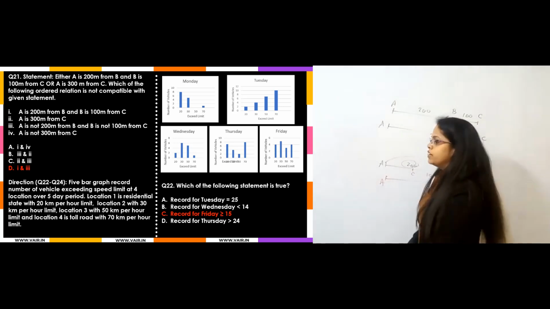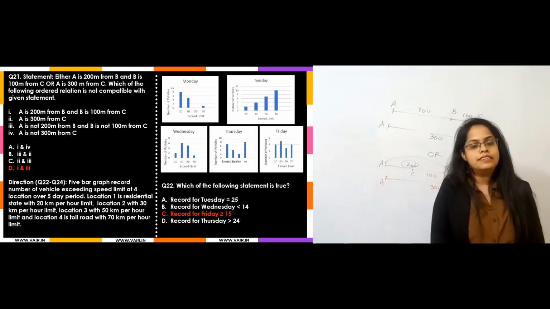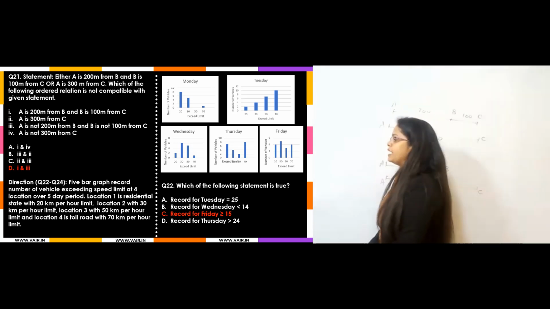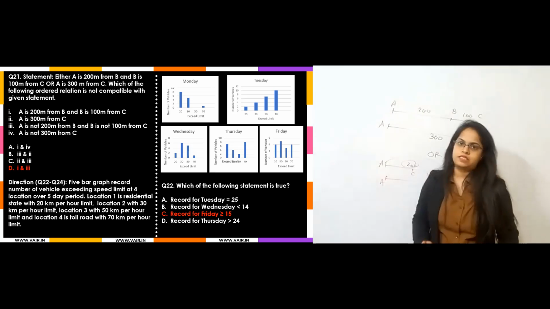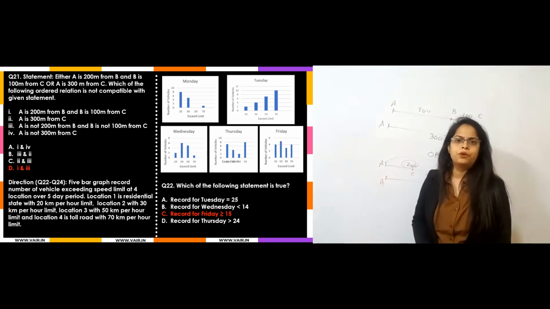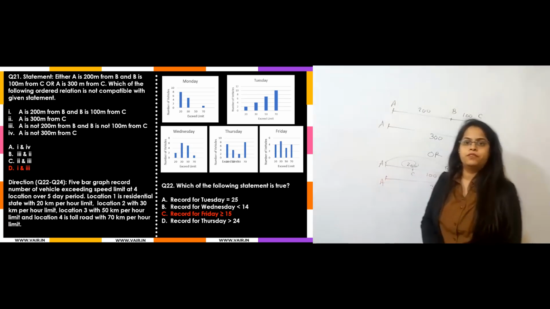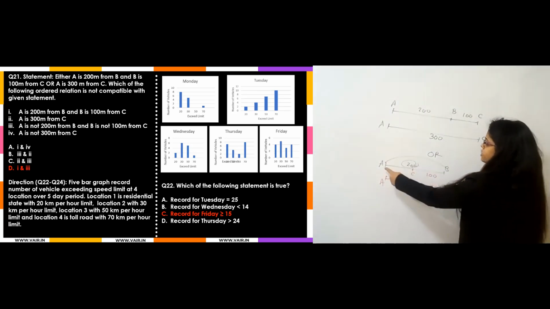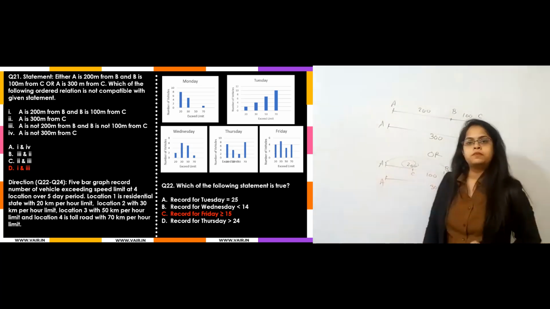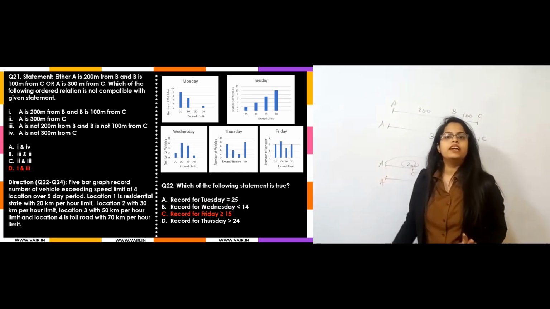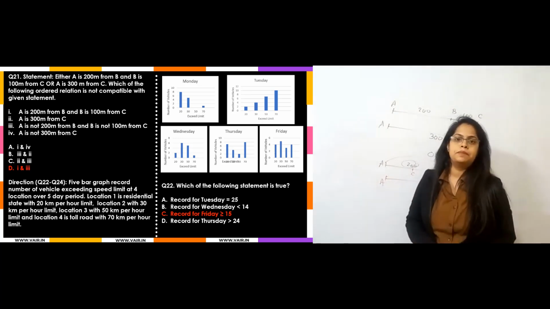Let's find out. First option they are saying is 1 and 4. So let's read 1 and 4 now. Is it compatible or not? A is 200 meter from B and B is 100 meter from C. Yes, we can say that from this. And the fourth one is that A is not 300 meter from C. It is possible that A is not at 300 meter from C. A is only 100 meter from C. So it is possible. So we can't say that it is not compatible. It is compatible.